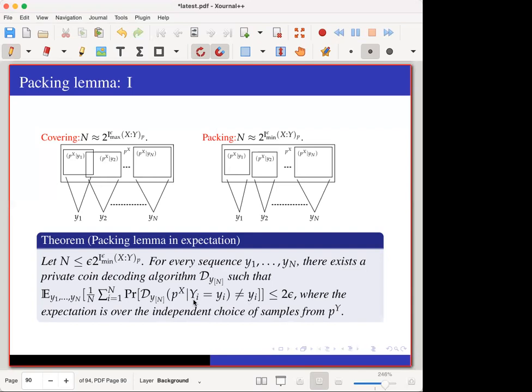The probability that it fails is that its guess is not equal to yi. So I'm now looking at the failure probability of the decoding averaged over the samples. This is the average failure probability, averaged over samples. And now I can take the expectation over the independent choice of samples. So this should be less than 2 epsilon. So the packing lemma in expectation says that this is the case. For every sequence y1 to yn, there is a clever private coin decoding algorithm. This decoding algorithm is actually not deterministic. It's a randomized private coin decoding algorithm. So there's a decoding algorithm which can decode this sequence in expectation. It means that if I choose a typical sequence y1 to yn IID from PY, then the decoding algorithm will have failure probability over the sample of at most 2 epsilon. So is the statement clear?